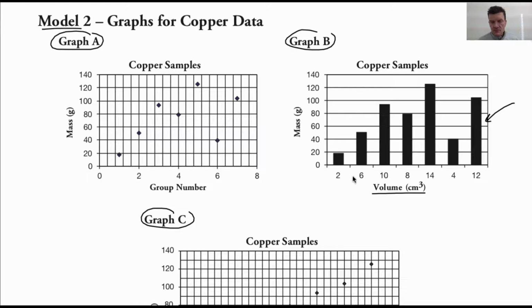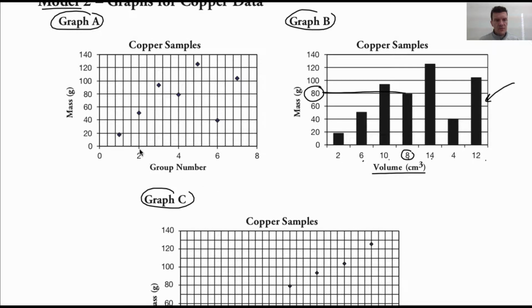And notice though that this is not really put in any particular order. It's 2, 6, 10, 8, 14, 4, 12. This is, I believe, according to how the Model 1 data was originally given to us. So 8 cubic centimeters, and the bar goes up to 80 grams.